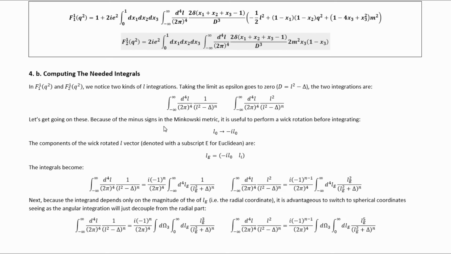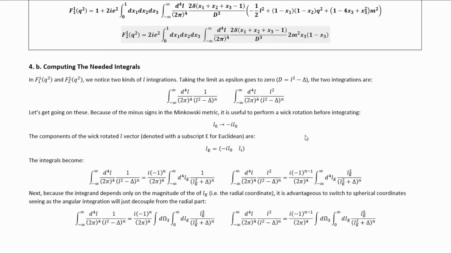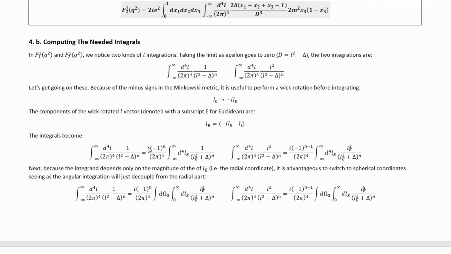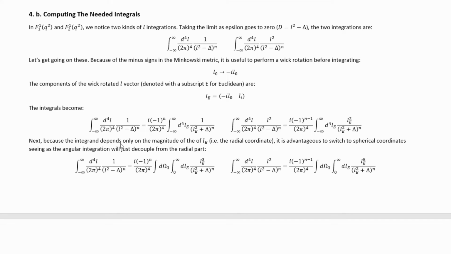Because of the minus signs in the Minkowski metric, it is useful to perform a Wick rotation before integration, which is just a complex coordinate transformation of a special type. We're just taking L naught to minus i L naught, so the components of the L vector overall are just these. The integrals in this situation become this through simple direct substitution. Now, because the integrand depends only on the magnitude of L_E, i.e. the radial coordinate, where E stands for Euclidean because we're Wick rotating to a four-dimensional Euclidean space, it is advantageous to switch to spherical coordinates, seeing as the angular integral will just decouple from the radial part.